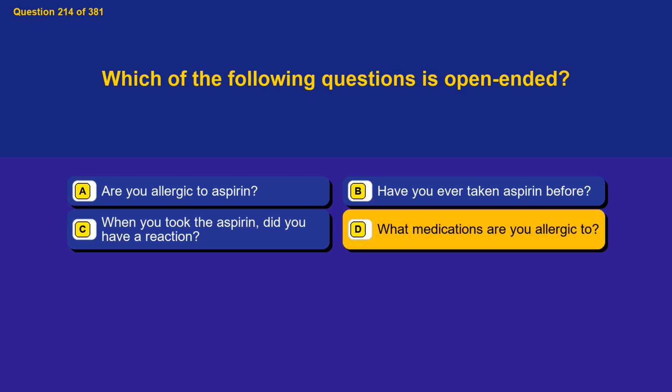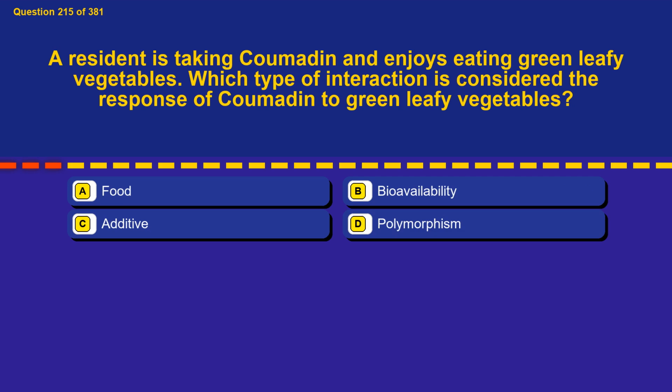The correct answer is option D. What medications are you allergic to? Question 215. A resident is taking Coumadin and enjoys eating green leafy vegetables. Which type of interaction is considered the response of Coumadin to green leafy vegetables? Option A. Food. Option B. Bioavailability. Option C. Additive. Option D. Polymorphism.